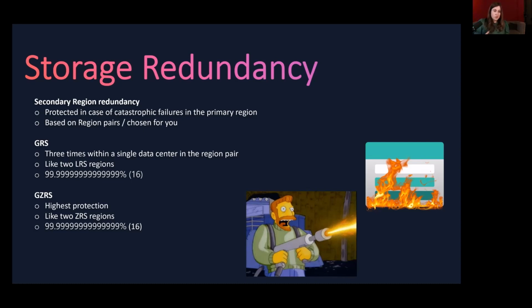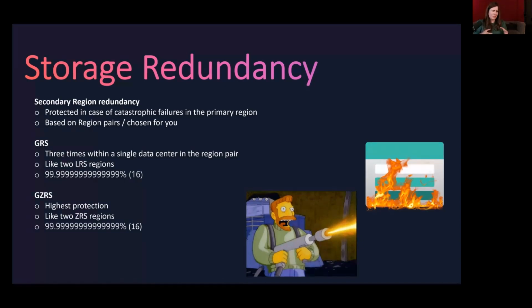With geo-zone redundant storage, we go a step further, because that's basically like having zone redundant storage, where we have data in one region and we store it 3 times over different data centers, but we do this for 2 different regions. So in region 1, it's stored 3 times over different data centers in that region, and then in the other region, it's stored again 3 times over different data centers in that region. And that gives us the lowest chance that if anything ever goes wrong, we lose our data, because now it's stored over all kinds of different data centers in these regions.